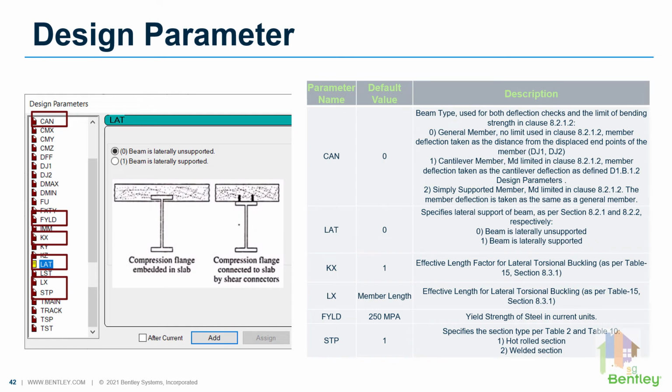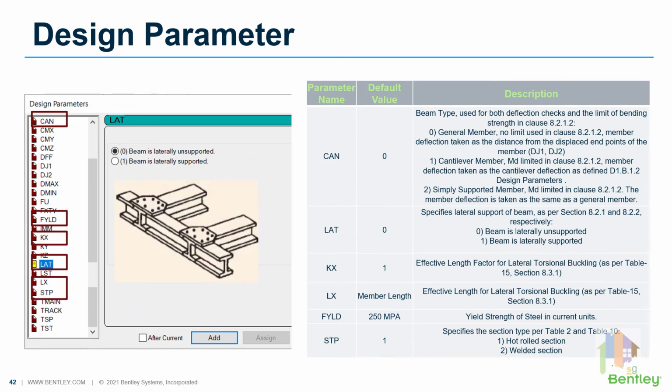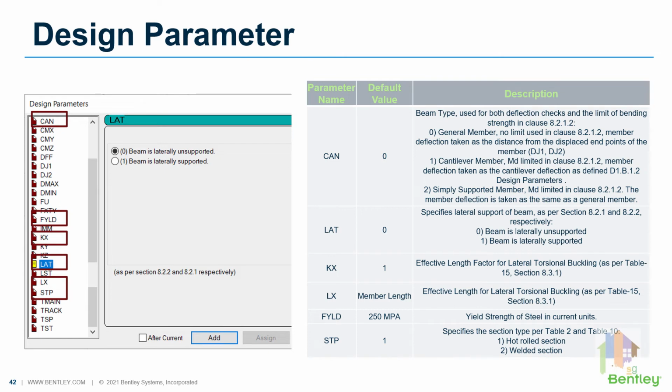In such a condition, the LAT1 parameter needs to be assigned. If you provide intermediate restraint, then you can define the member as laterally unsupported and provide the distance between the lateral restraints using the effective length parameter LX or KX. These are the effective length factors used for the MCR calculation, as mentioned in table 15.